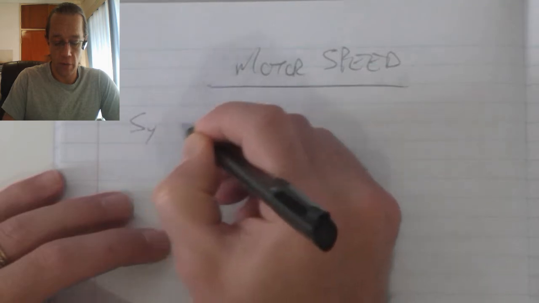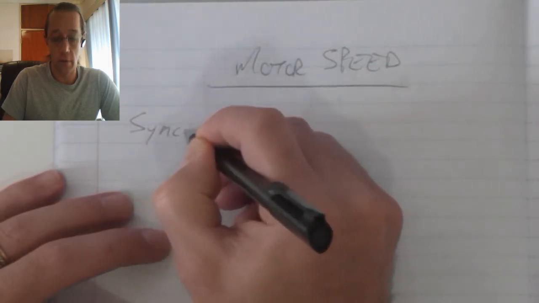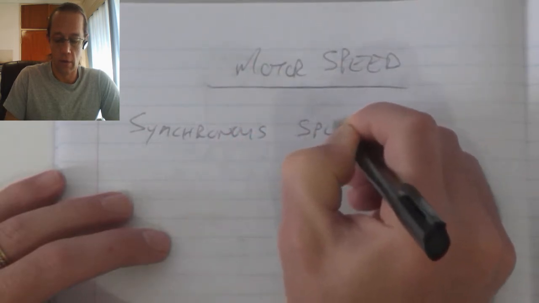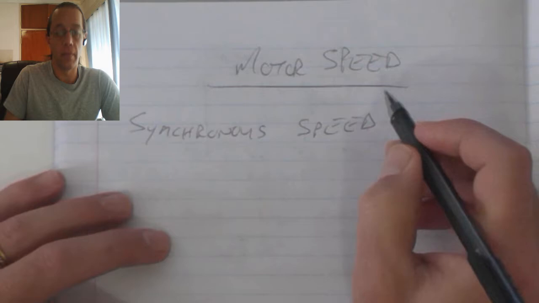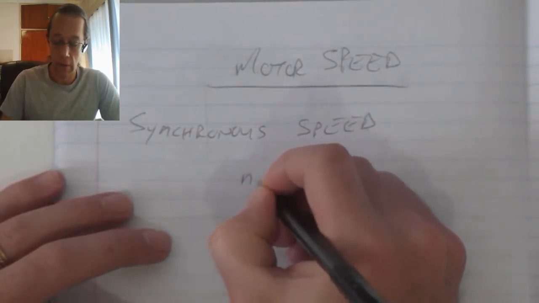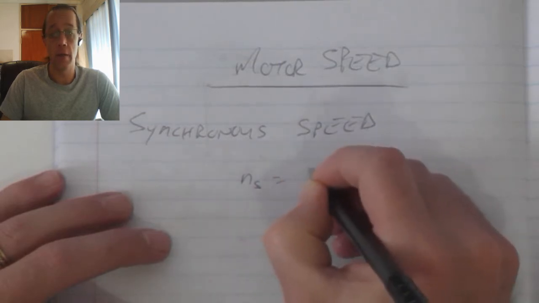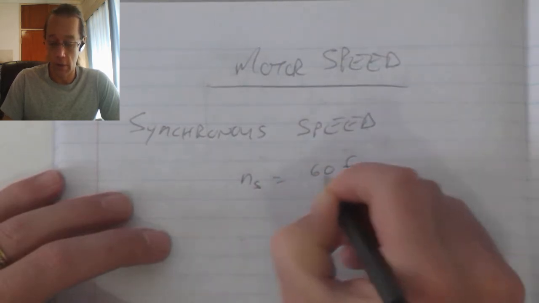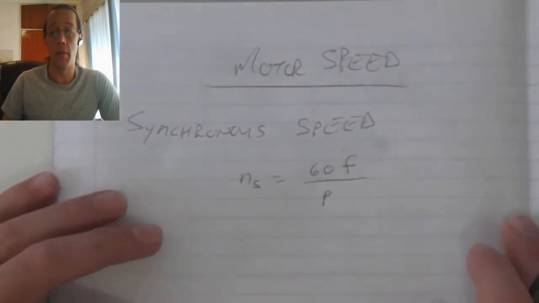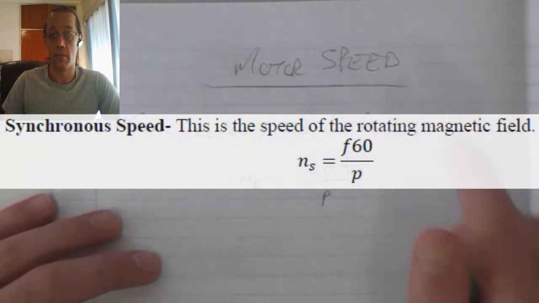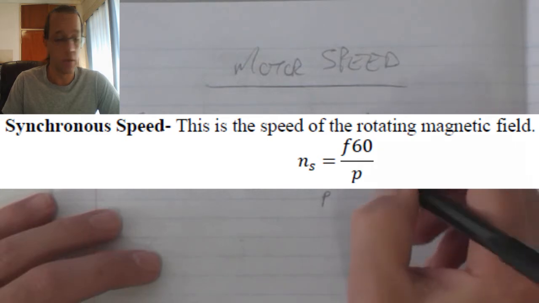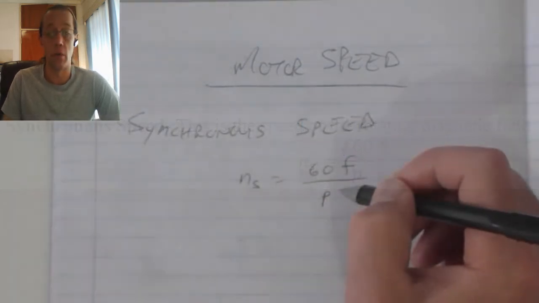The first one is the synchronous speed. This is the speed of rotation of the rotating magnetic field, and it's calculated as Ns is equal to 60 times the frequency divided by P, where P is the number of pole pairs. In other words, what I usually do is I count either the north poles or the south poles.